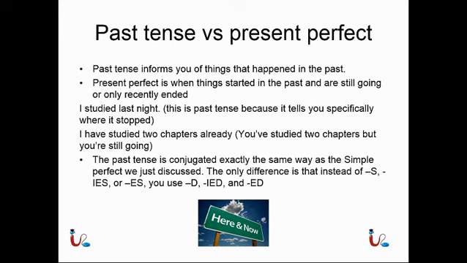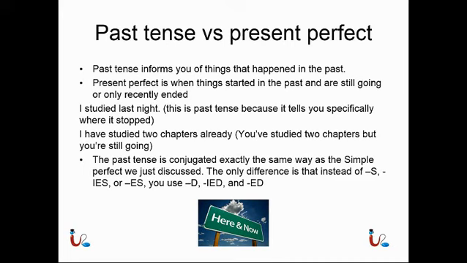I have studied 2 chapters already. You've studied 2 chapters, but you're still going. It started in the past, but it still continues up until this moment. That's why it's present perfect. The past tense is conjugated exactly the same way as the simple present we just discussed. The only difference is that instead of the S, IES, or ES, we use D, IED, and ED. Okay? So, marries is wrong here.